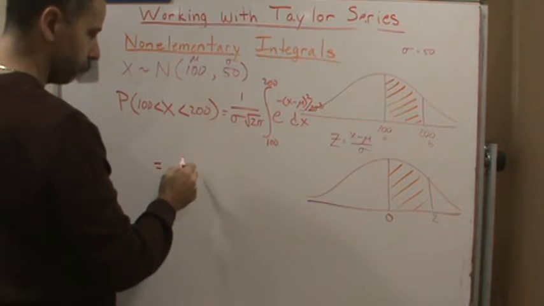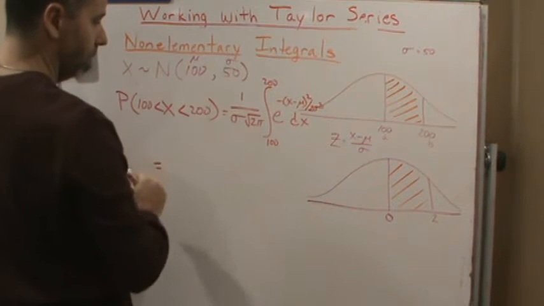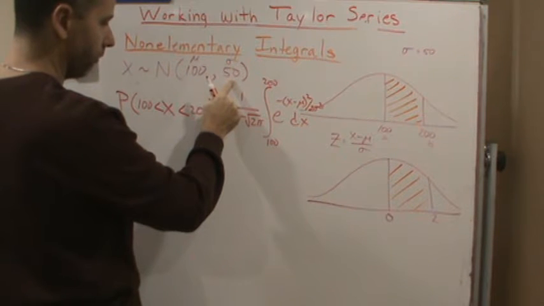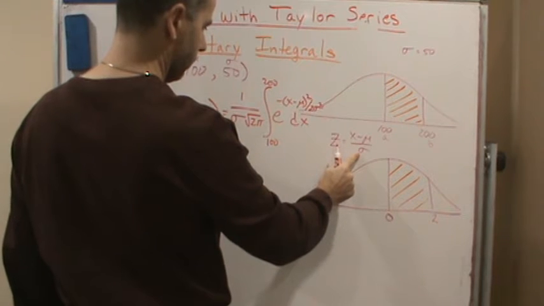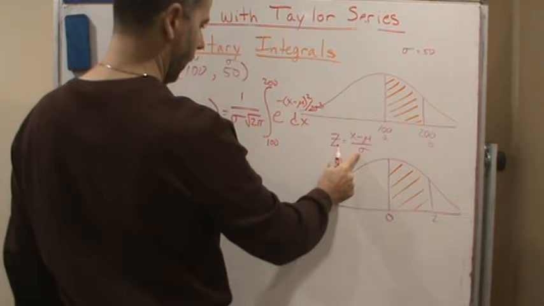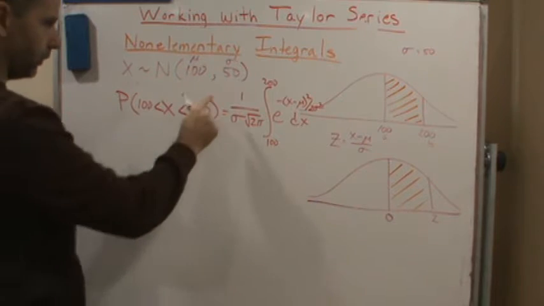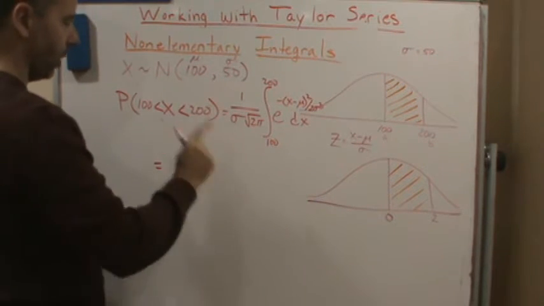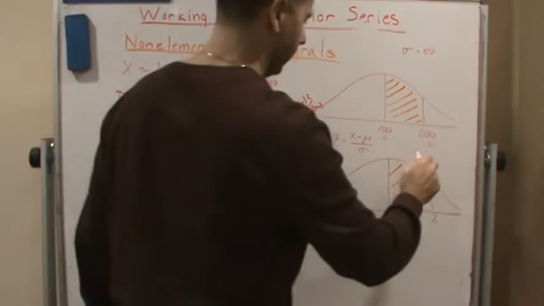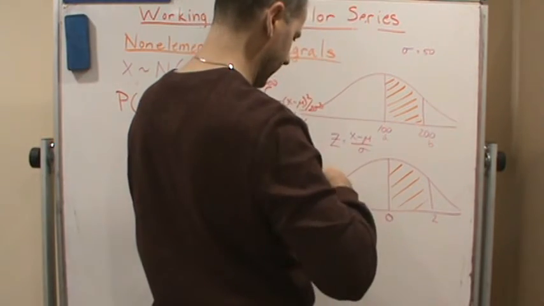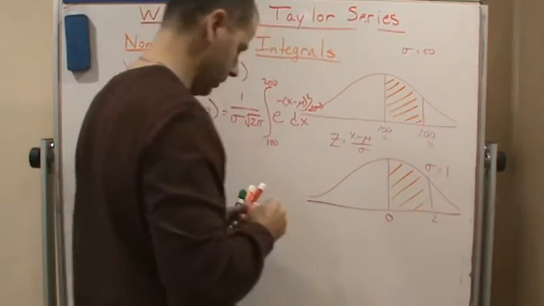Sigma is 50, which is 1, right? Because if I stick in 50 here and 100, I get 2, so my z-scores. But my parameter is 50. So what happens? Oh, by the way, that's what I was forgetting. In here, my standard deviation is 1.